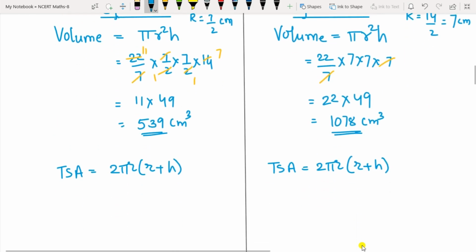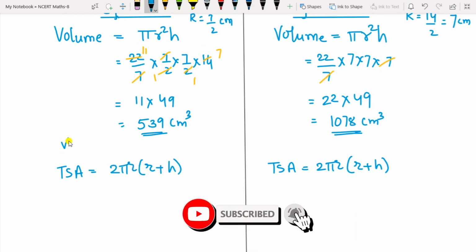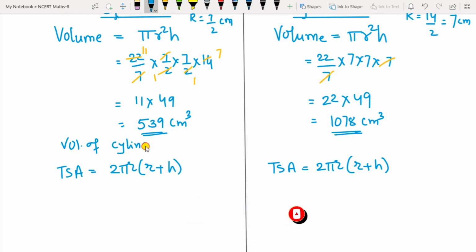So whose volume is greater, you have to write here: the volume of cylinder B is double that of cylinder A.